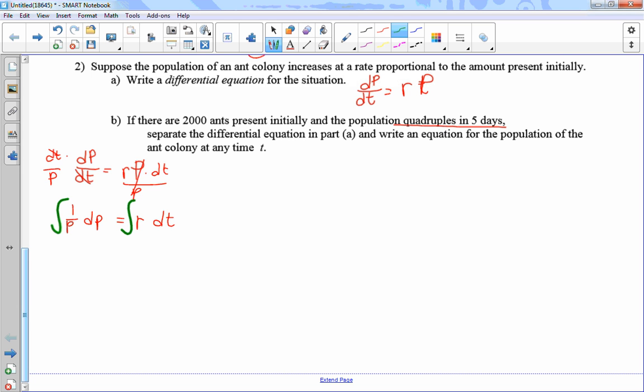Remember dt is the width of those rectangles. Yeah, but our variable is t, so r will be a constant that we plug in, because the variable is the t. Versus over here on the left side, p is the variable. Okay, so we get natural log of p equals rt, because r is a constant, plus c.